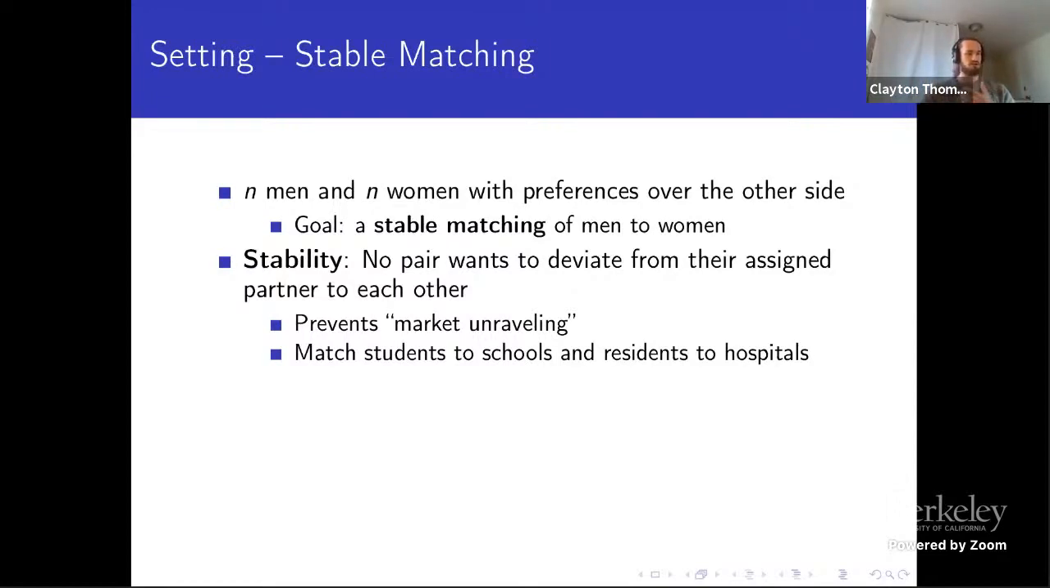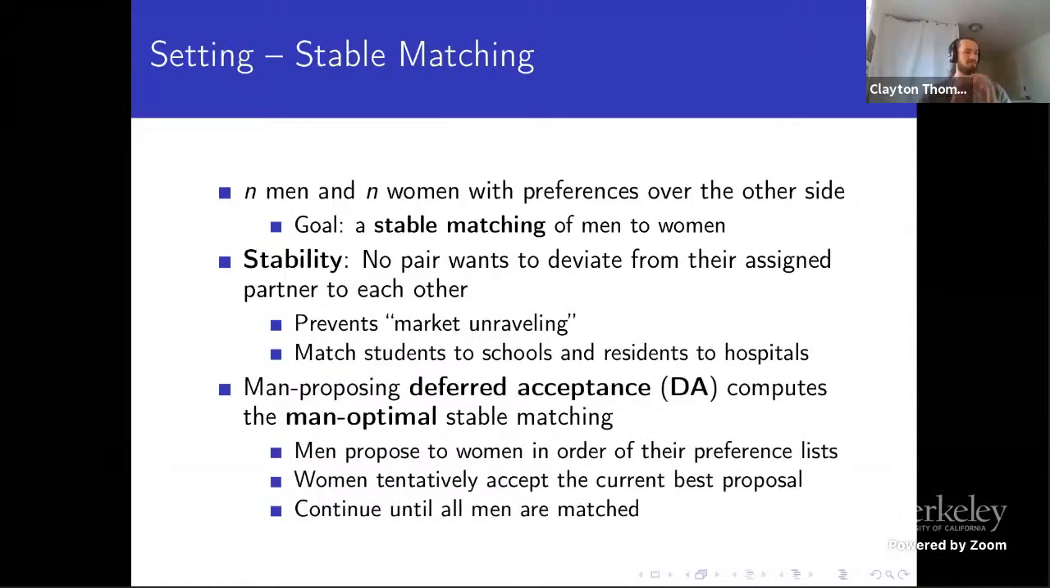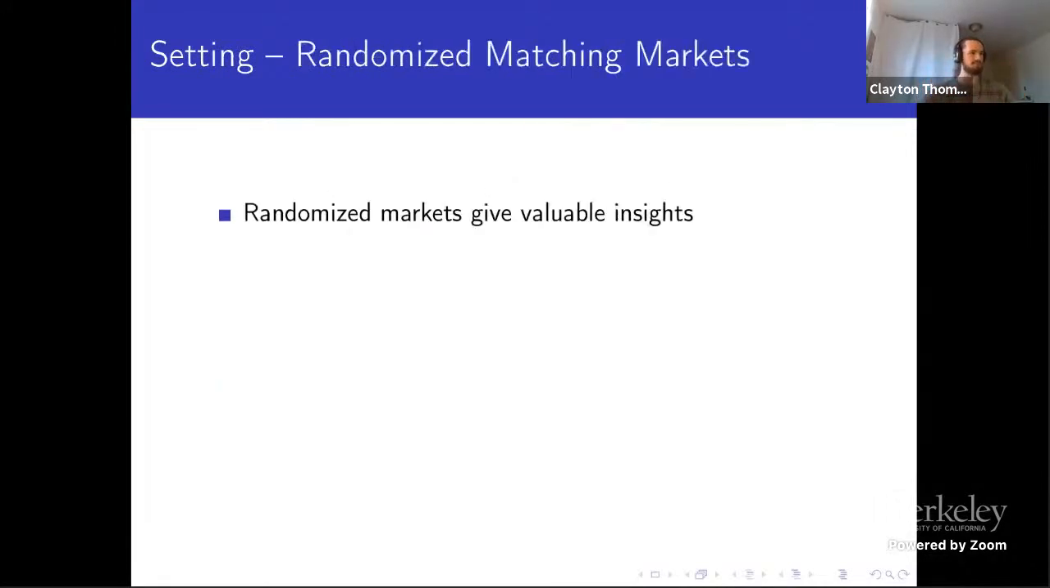And it's used to match students to schools and residents to hospitals, as well as other things. The most common matching to use is the one-sided optimal matching, which can always be found by the deferred acceptance or Gale-Shapley algorithm. As a reminder, this proceeds by the men proposing down their preference lists from their favorite to their least favorite, and the women tentatively accept the best proposal, reject all others, and they continue making these proposals.